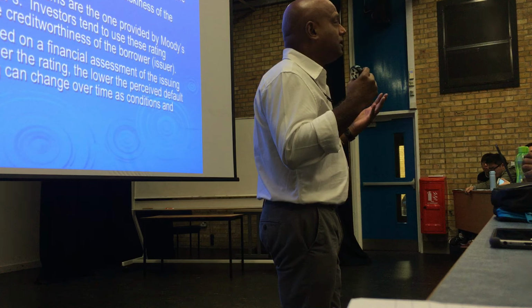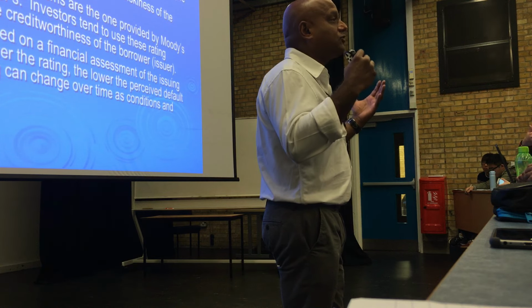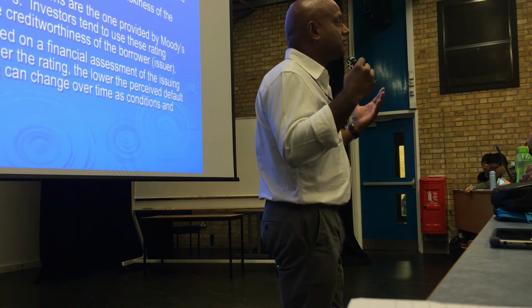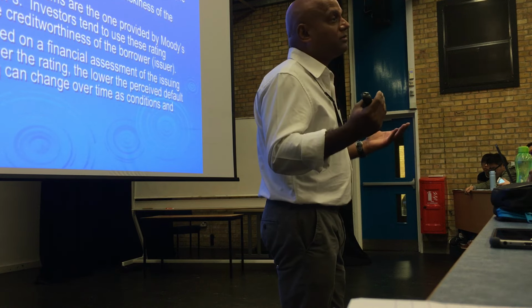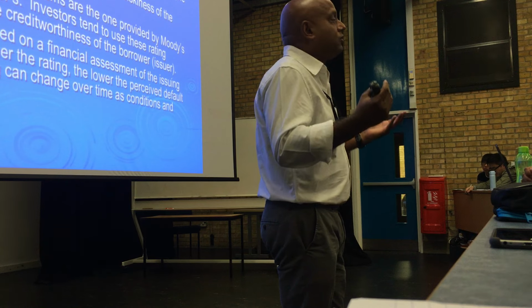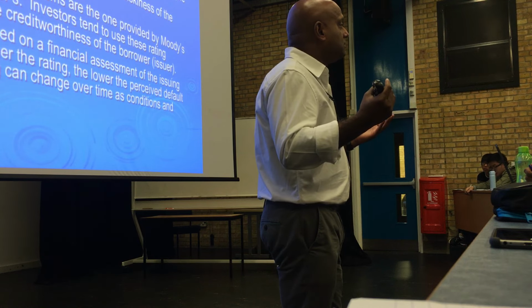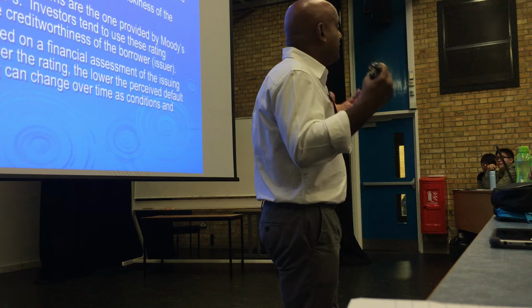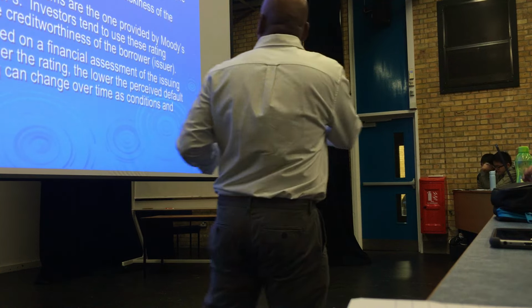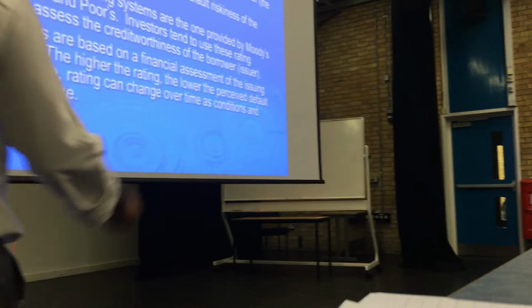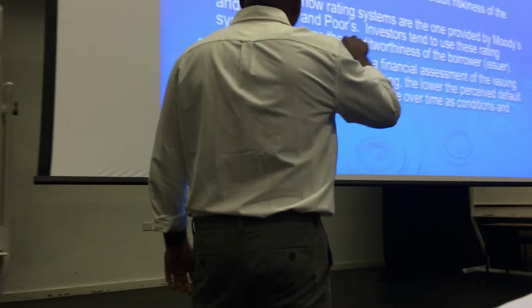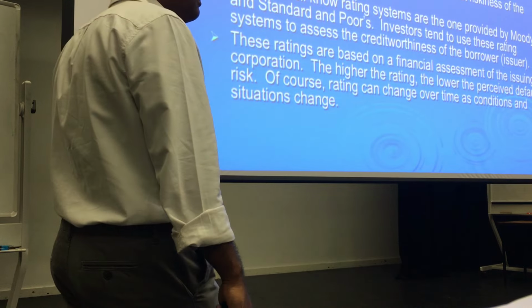Double C or double D, which sounds nice, but actually is a bad rating. You get that, nobody wants your bond. Nobody loves you, including your mom. AAA is a very good rating. They rate the bonds of different organizations. These ratings are based on financial assessment of the issuing corporation and country.